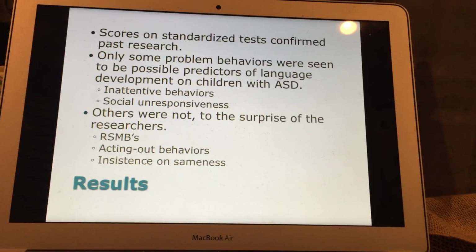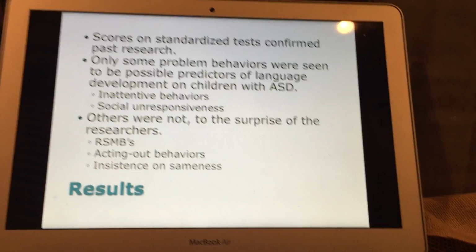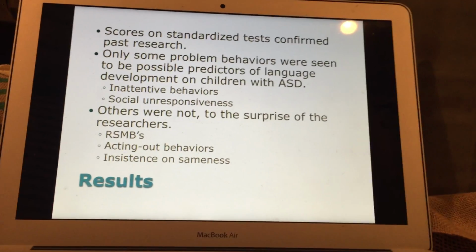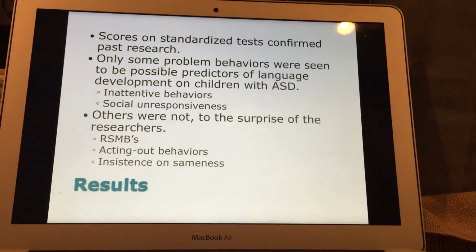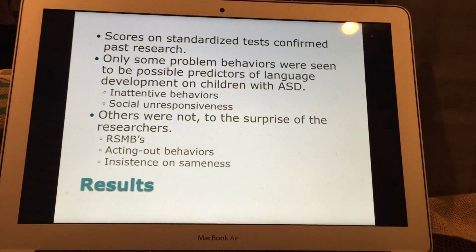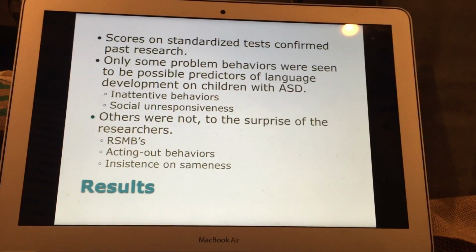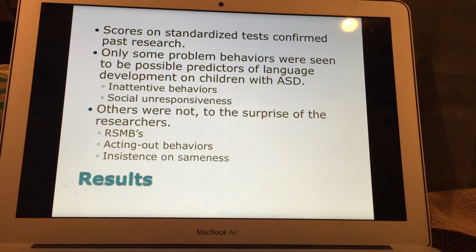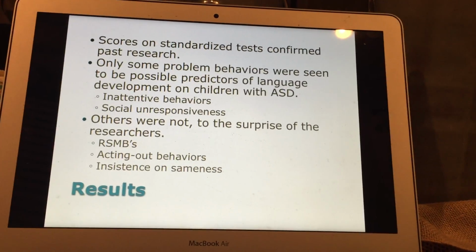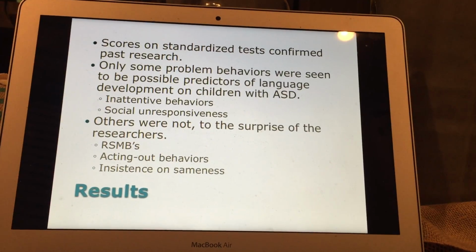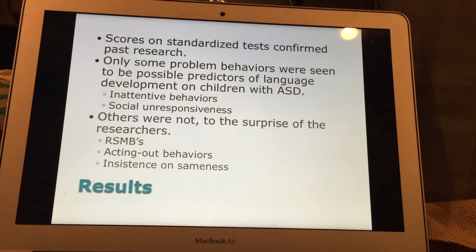But looking at the curves in relation to problem behaviors, the results indicated that there was a relationship between both inattentive behaviors as well as socially unresponsive behaviors and language development over time. Results suggested that children with more inattentive behaviors and socially unresponsive behaviors before treatment made significantly less progress in expressive vocabulary and language comprehension development over the course of those 2 years.